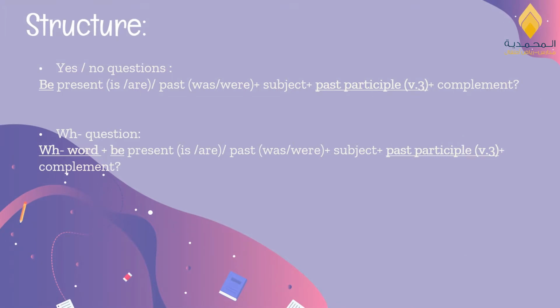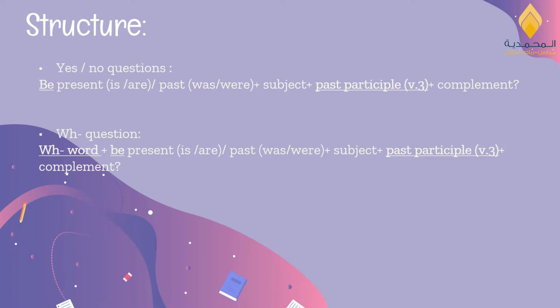And you were right, excellent. I have two types of questions. We have yes or no questions and the WH questions. If I want to form a yes or no question, we are going to start with the verb be. In the present it is am, is or are. In the past it is was or were, followed by the subject. The subject is followed by the past participle, verb 3, and the verb is followed by the complement, and don't forget the question mark.